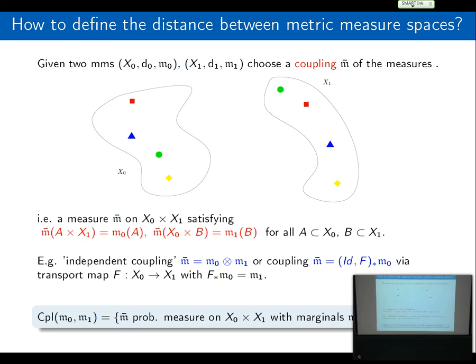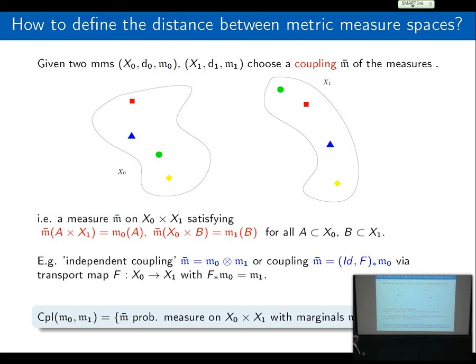So what you are looking for is a measure on the product space such that projecting onto the first component, you get the measure on X0. Projecting it onto the space X1, you get m1. This is just the idea of coupling. In terms of random variables, you have a random variable here, you have a random variable there, and you look for a joint distribution where you have the freedom to make them dependent, independent, whatever you want.